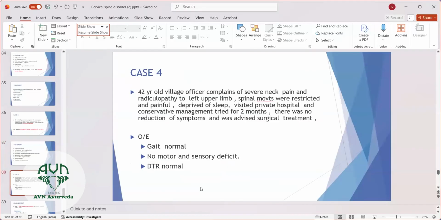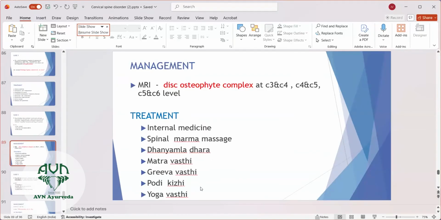A 42-year-old village officer complains of severe neck pain and radiculopathy to the left upper limb. Spinal movements were restricted and painful, deprived of sleep, visited a private hospital, and conservative management was tried for 2 months. There was no reduction of symptoms and he was advised surgical treatment. On examination, his gait is normal, no motor or sensory deficit, DTR was normal. The MRI shows disc osteophyte complex at the level of C3-C4, C4-C5, and C6-C7.